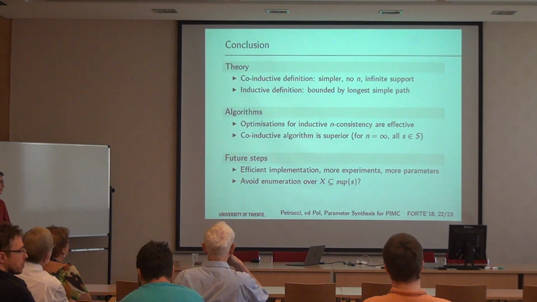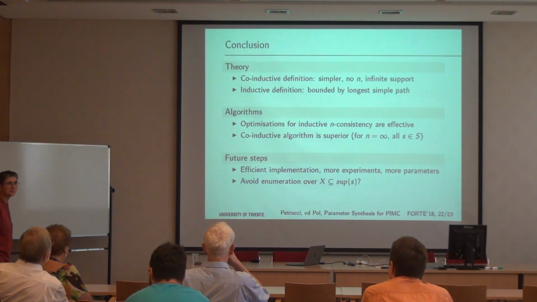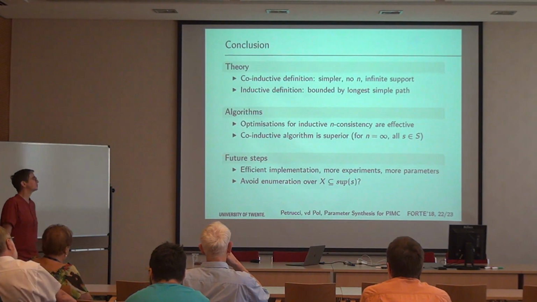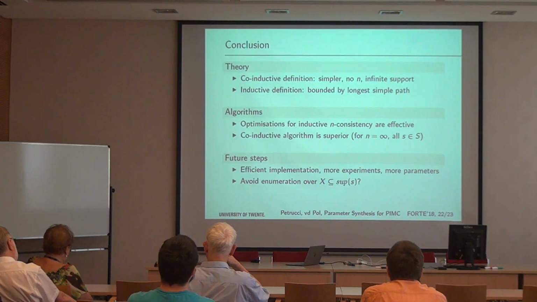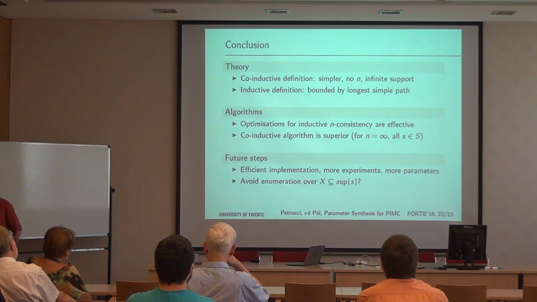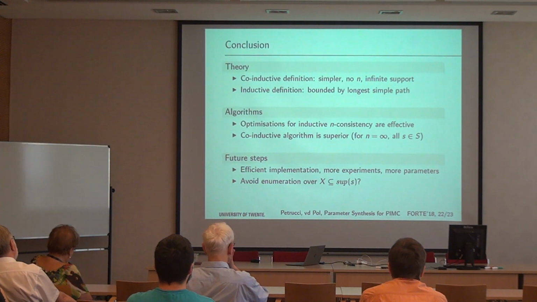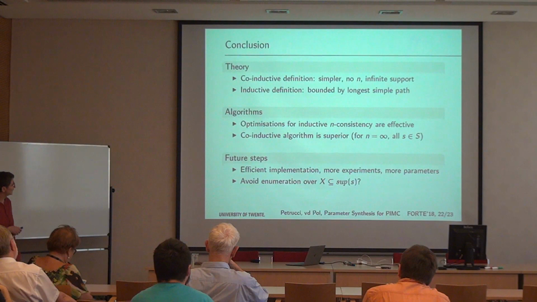Possible extensions would be to have an efficient implementation, because this was really a prototype and quickly implemented in Python, with more experiments and more parameters, and more sensible case studies. And we would like to try to find something to avoid this enumeration of all possible successor subsets. So some heuristics to reduce the set of possibilities to check.